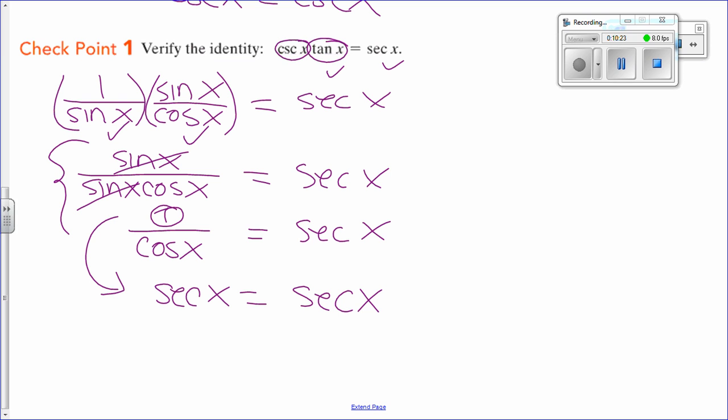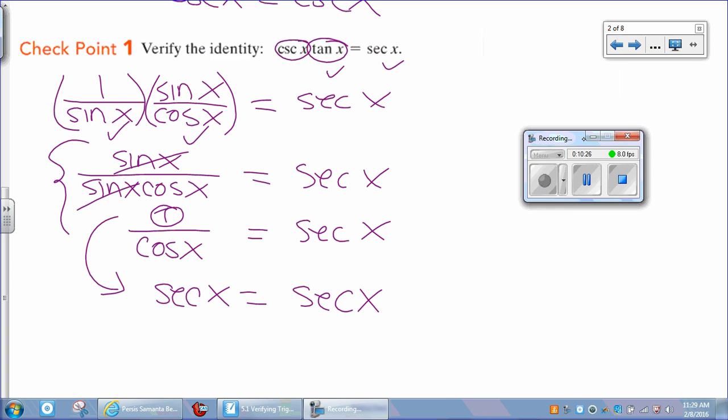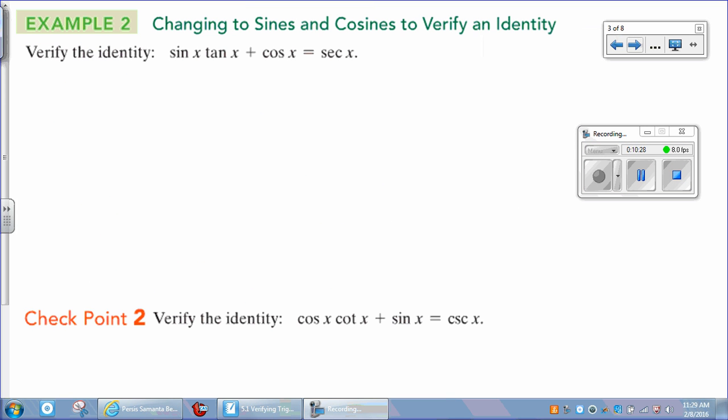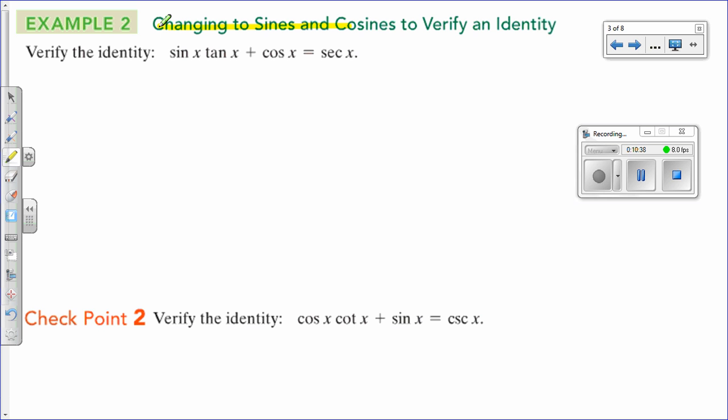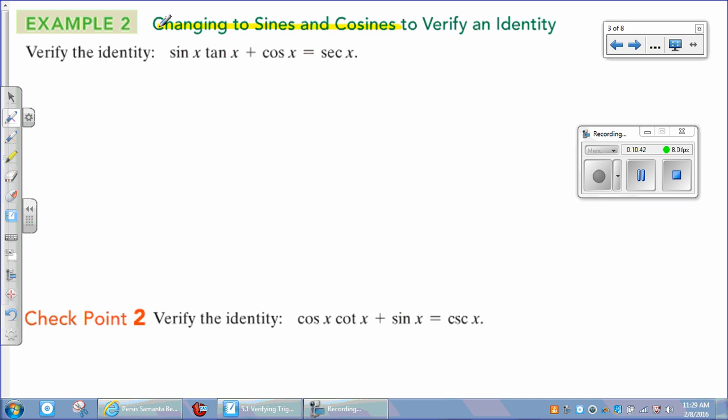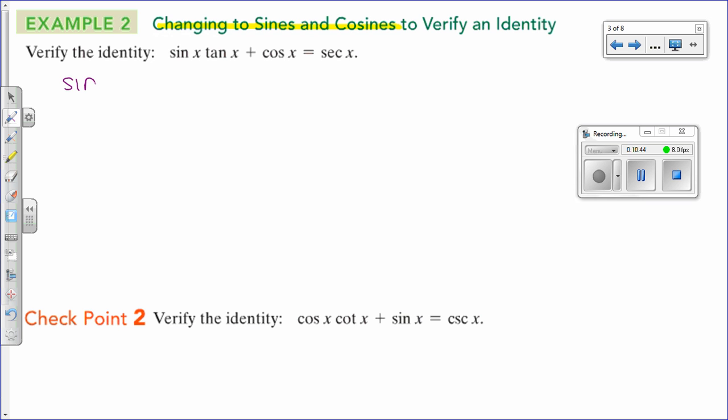Now let's move on to the next slide. Okay, so again, we're going to use the same idea. Change everything to sines and cosines, okay? So I'm going to do that one, and then you guys will do the check. So let's start. We have sine here, so it will still be sine of x.